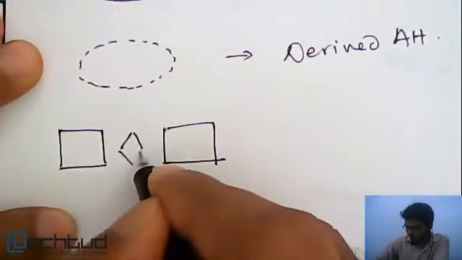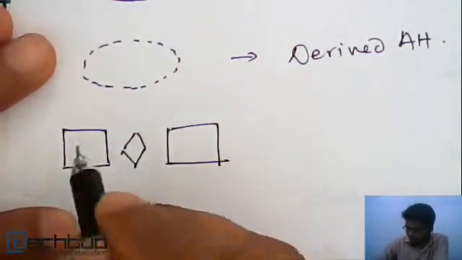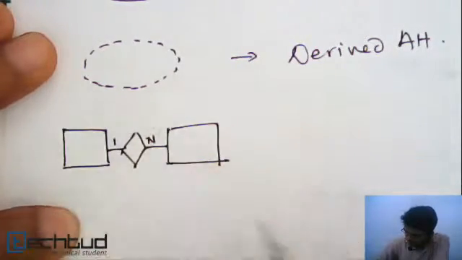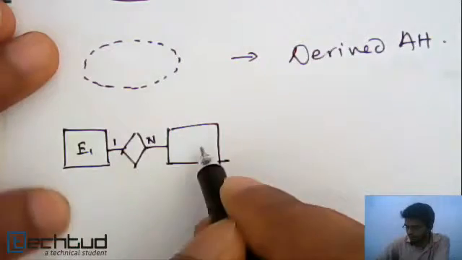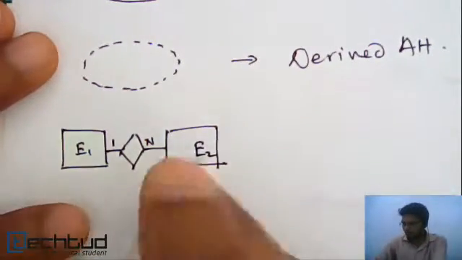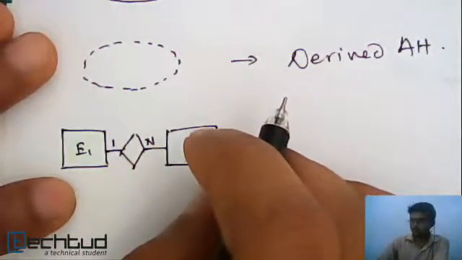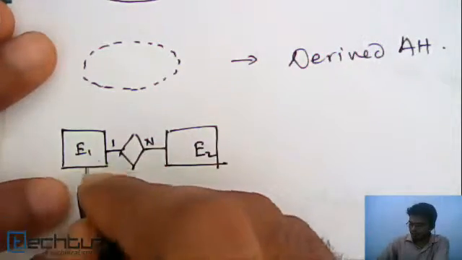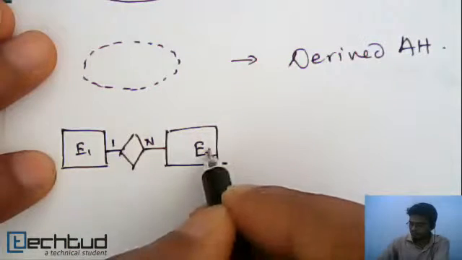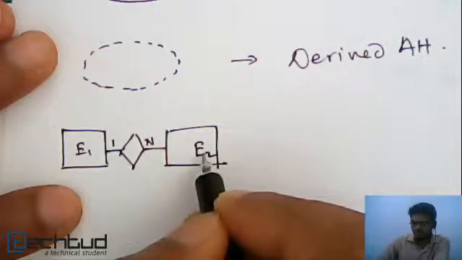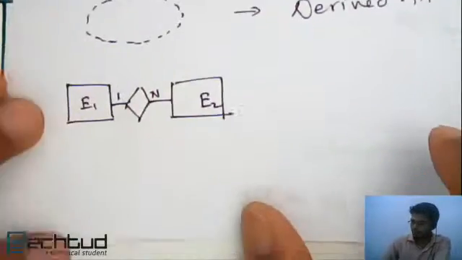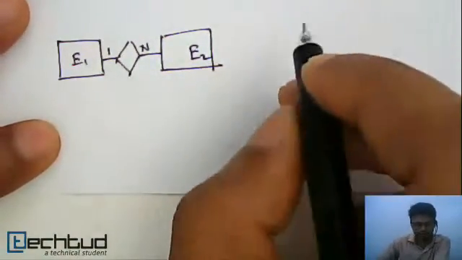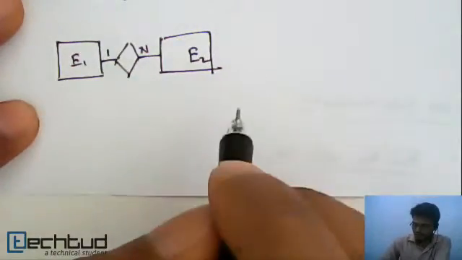Here there will be a relationship in between, and here the relationship we write as 1 is to n. So if this is E1, this is E2, then E1 to E2 is 1 is to n. So depending upon the relationship, we can say entity E1 can participate in n instances of entity E2. So this is the participation ratio, you can say, or cardinality ratio.